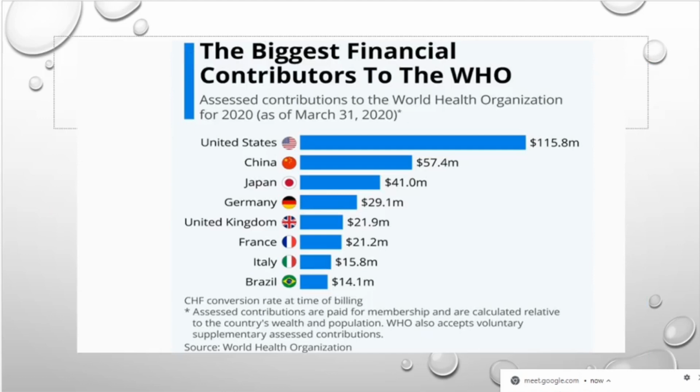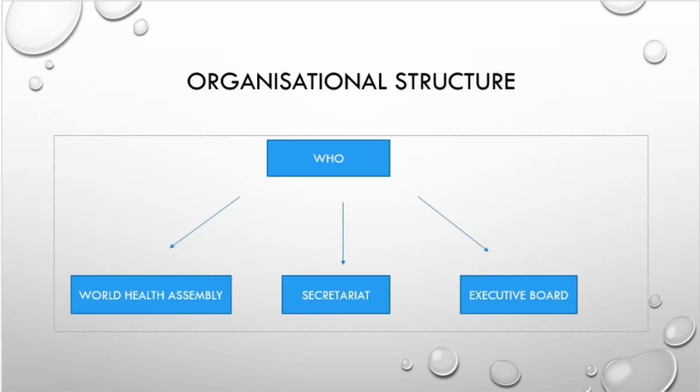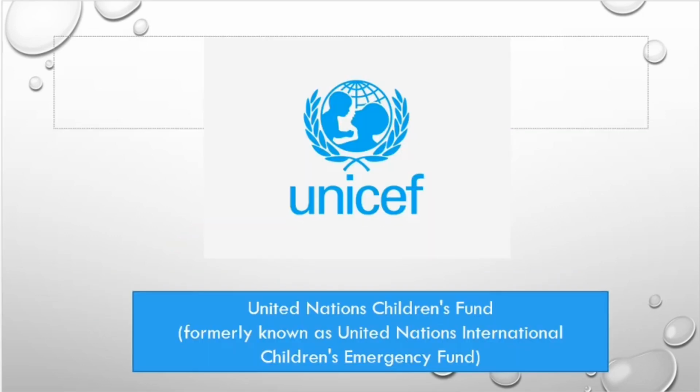So these are the contributors to the WHO as of 31st March 2020. The United States contributes about $115.8 million. So when Donald Trump last year said he's going to hold back the funding, it really hit a blow against the World Health Organization. There has been a lot of controversy last year that the WHO has lost its integrity because of how it has handled the COVID pandemic, okay. So this is the organizational structure of the WHO.